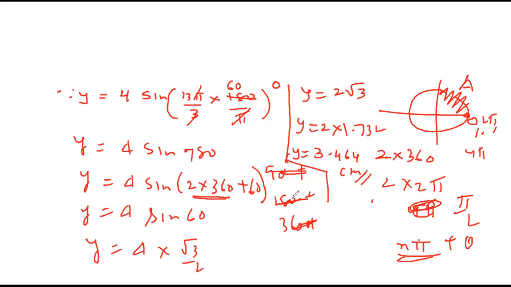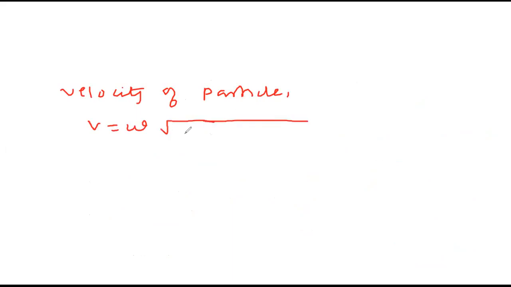Answer. So you got the displacement of the particle at a distance of 50 centimeter after 0.1 second. They also want the velocity of the particle. The particle is performing SHM, so the velocity of a particle performing SHM, we have studied, is given by omega root of a square minus x square. Here it will become a square minus y square, and omega is the coefficient of t.